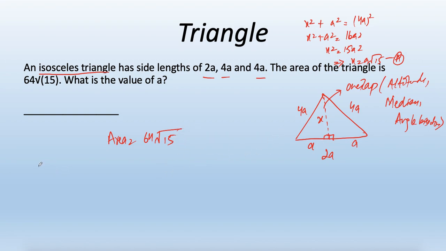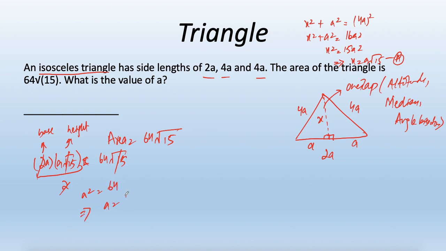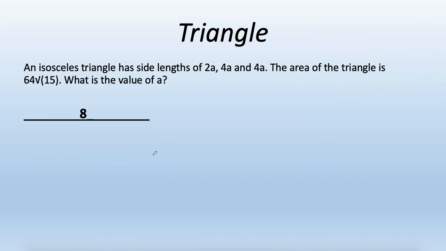So what is the area? The base is 2a and the height is a under root 15. Base into height, divided by 2, and equate this to the area. We know the area. This will cancel out, this will cancel out. So a square is equal to 64. Just take the square root on both sides. That means a will be equal to 8. So the value of a in this scenario is equal to 8.